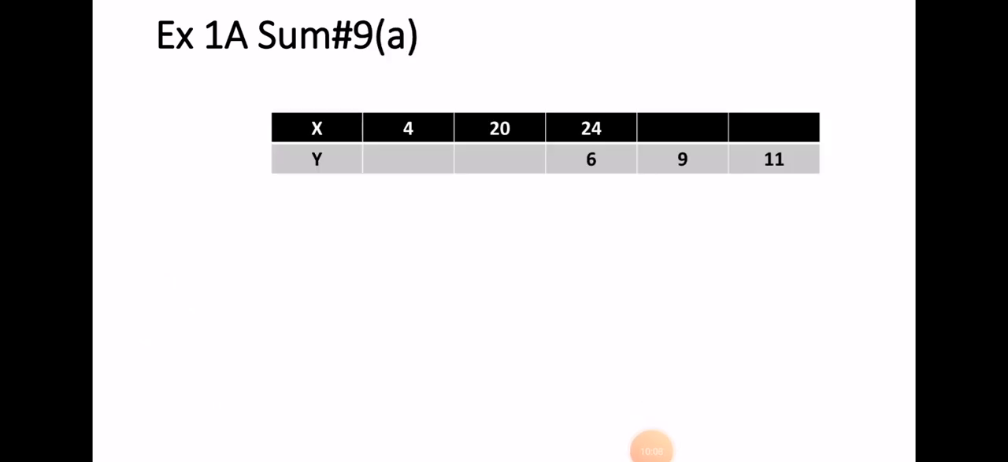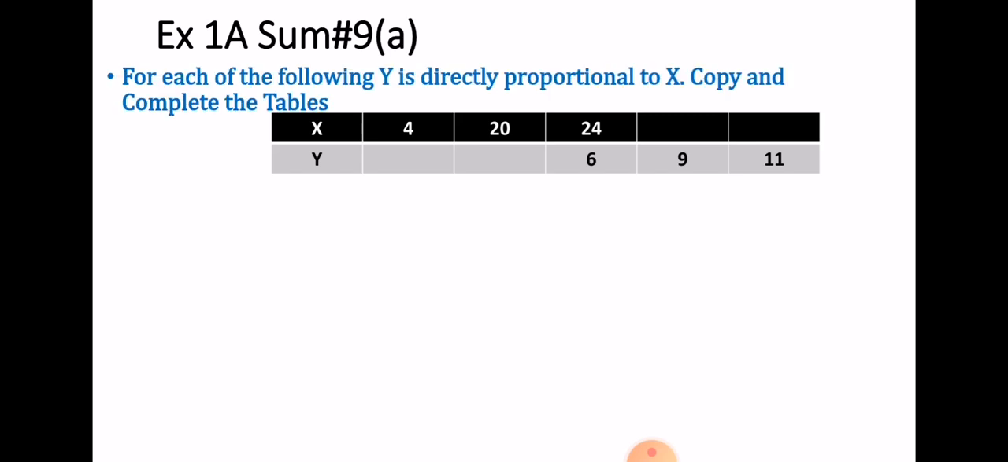Okay, now move towards question number 9, part A. Here a table is given. For each of the following, y is directly proportional to x. Copy and complete the tables.